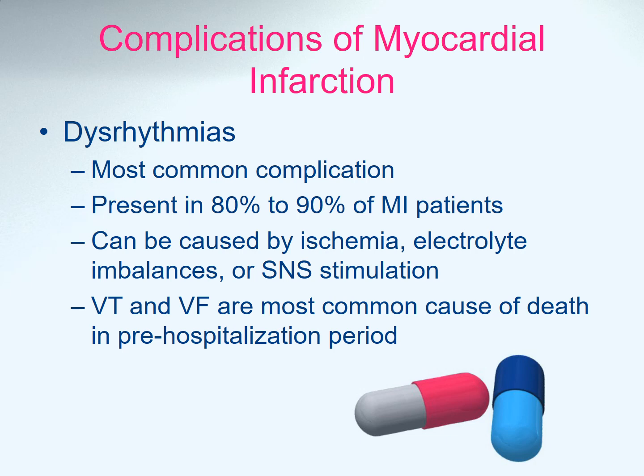Any condition that affects the heart cell sensitivity to nerve impulses, such as ischemia, electrolyte imbalances, and sympathetic nervous system stimulants, can cause dysrhythmias that adversely affect the damaged heart muscle. Dysrhythmias are the most common complication after an MI, and they occur in 80 to 90% of patients. Ventricular tachycardia and ventricular fibrillation are the most common cause of death in patients in the pre-hospital period. If a patient survives a cardiac arrest, we are going to initiate a therapeutic hypothermia protocol as soon as possible.